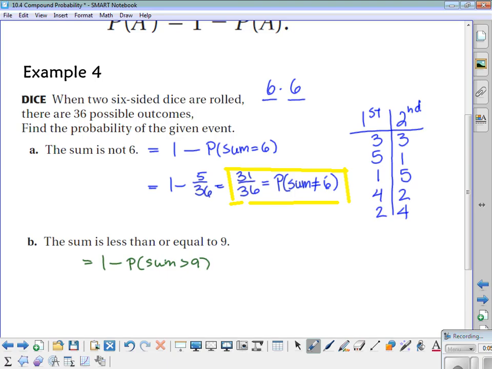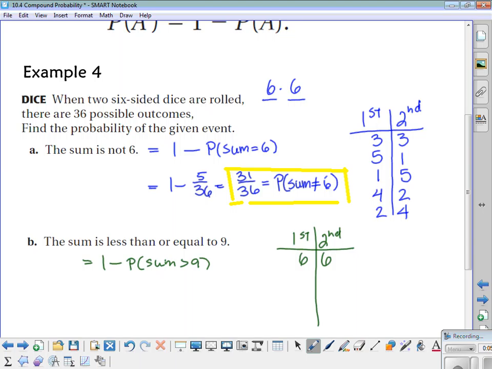So again, I'll make a little table for myself for my 2 dice. So if the sum is greater than 9, what are the possible sums it could be? It could add up to 10, it could add up to 11, or it could add up to 12. Can't go any higher than 12 though, right? Because 6 and 6 is the highest. Okay, so yeah, 6 and 6 would give us 12.